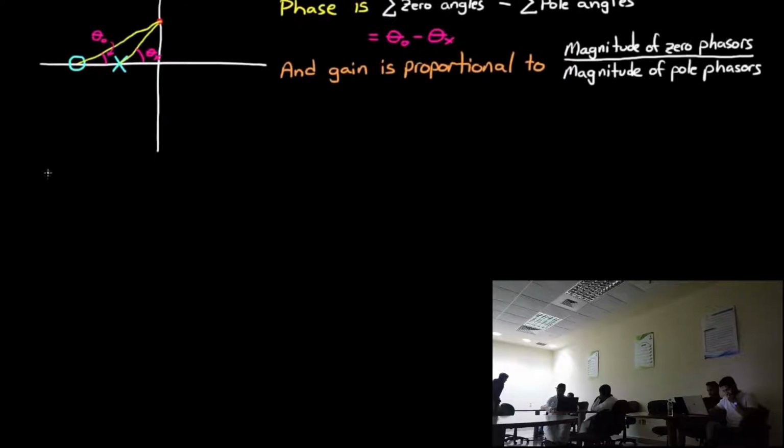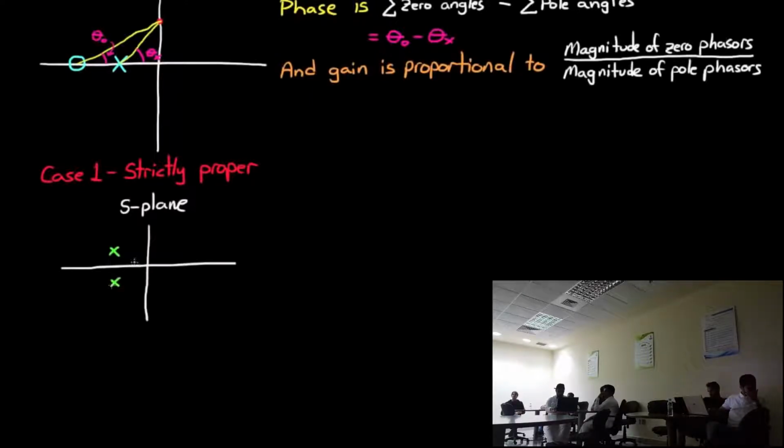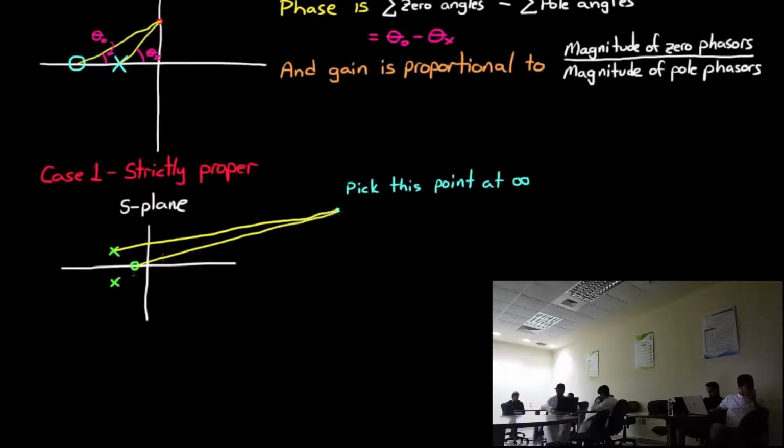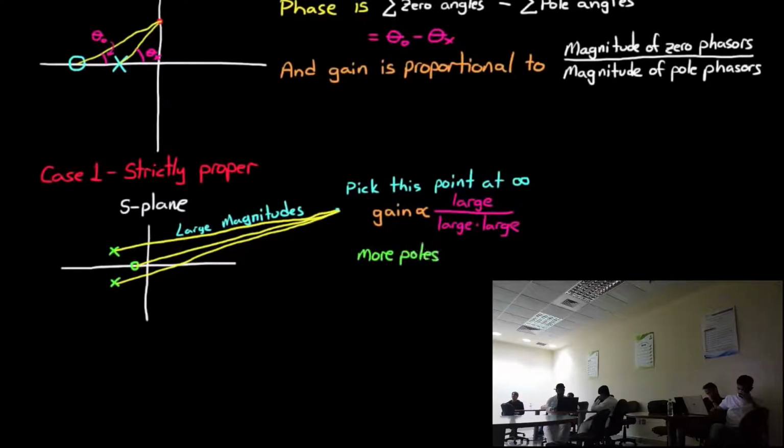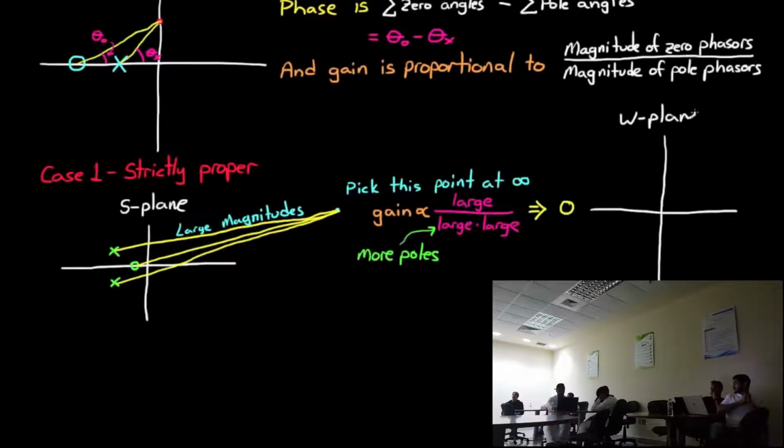Let's take the case where there are more poles than zeros, or a strictly proper system. It's easy to see that if you pick a point way out at infinity, since the pole phasors outnumber the zero phasors, the gain will become a very large number in the numerator for the zeros, divided by more very large numbers in the denominator for the poles. And that's going to put the gain really, really close to zero, and it's going to reach zero as that point goes actually out to infinity.